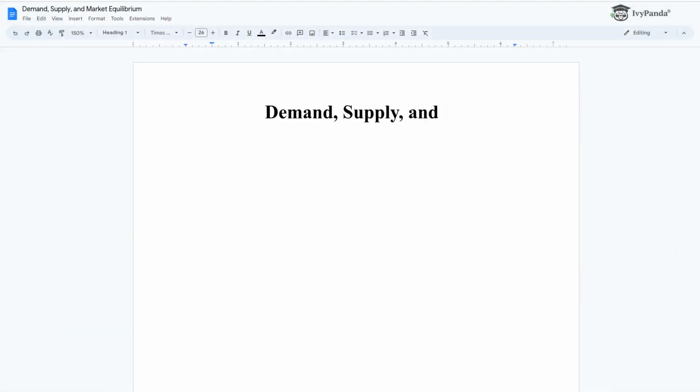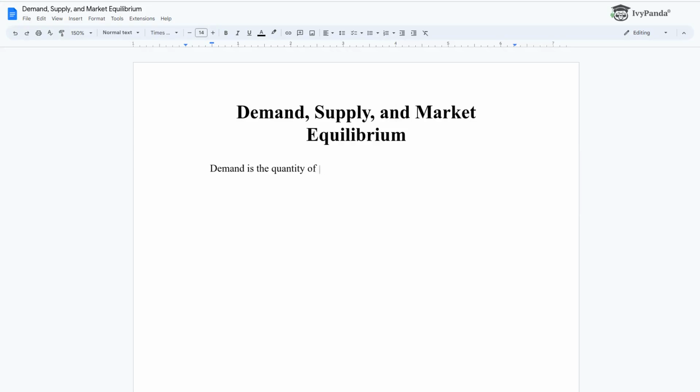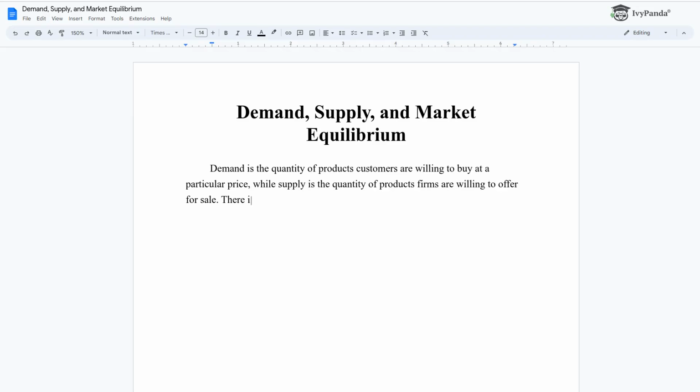Demand, supply, and market equilibrium. Demand is the quantity of products customers are willing to buy at a particular price, while supply is the quantity of products firms are willing to offer for sale. There is an inverse relationship between demand and supply when all other factors remain constant.